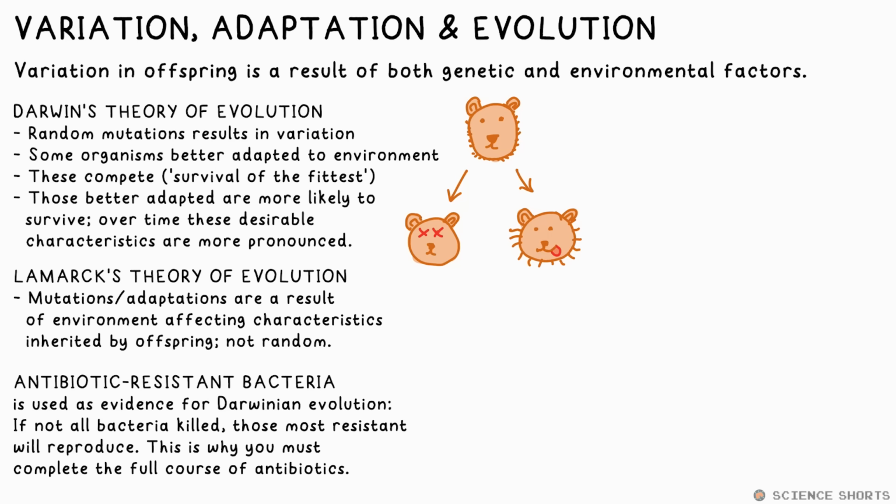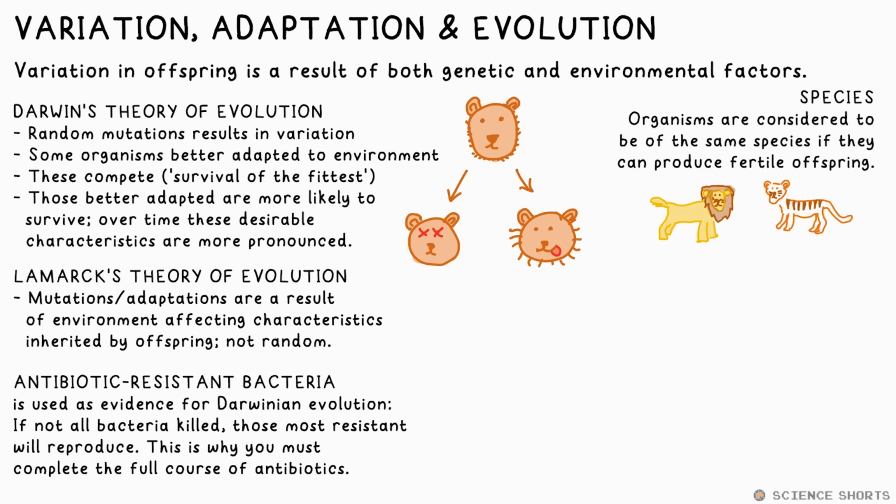Bacterial resistance to antibiotics is largely considered to be evidence of Darwinian evolution. Bacteria divide, mutations occur, and inevitably a bacterium with an increased resistance will be produced. That's why we only want to use antibiotics when absolutely necessary. It also means you have to complete the whole course of antibiotics. If you don't, weaker bacteria will be killed off, but more resistant ones will still be there, and then they're able to reproduce and make you even more ill.